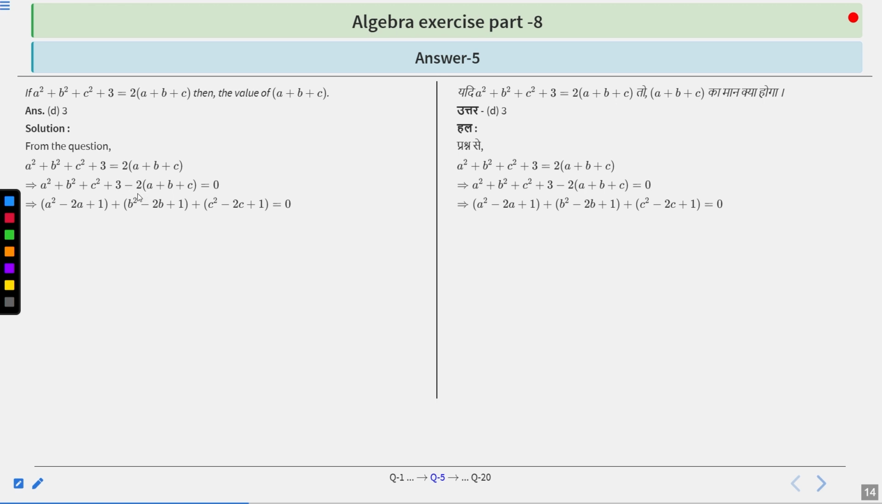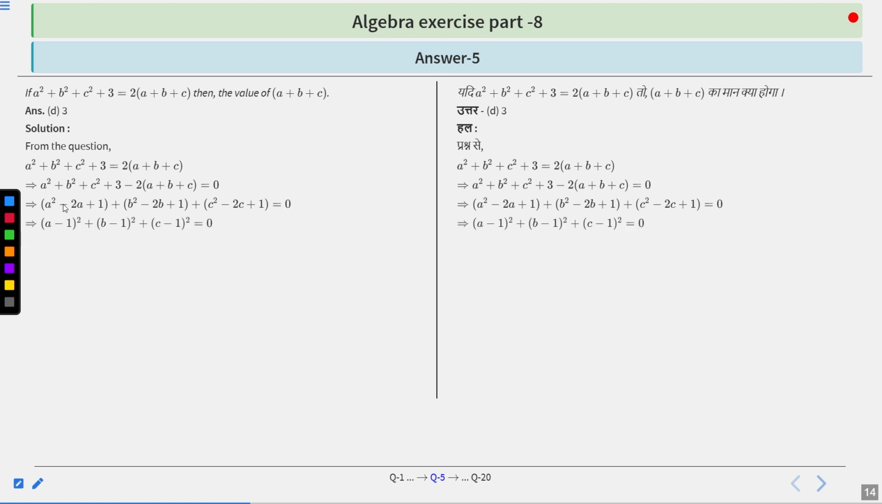Now, A square minus 2A, this 3 can be separated into three individual ones. So A square minus 2A plus 1. Then we can take B square minus 2 into B, minus 2B and 1. And then we can take C square minus 2 into C, minus 2C plus 1. So we have spread 3 into 1 plus 1 plus 1. So we get A square minus 2A plus 1 plus B square minus 2B plus 1 plus C square minus 2C plus 1 is equal to 0.